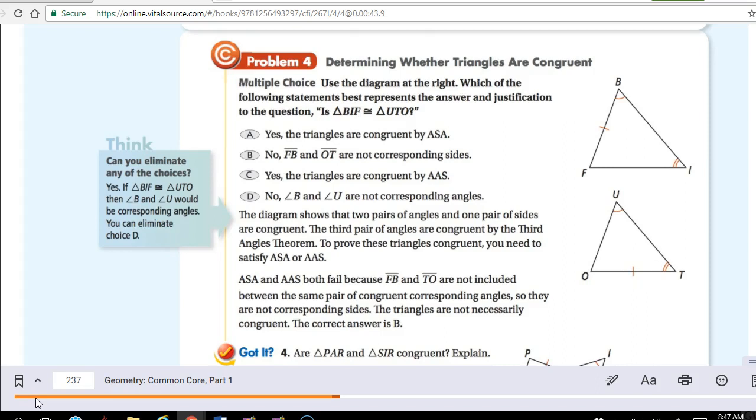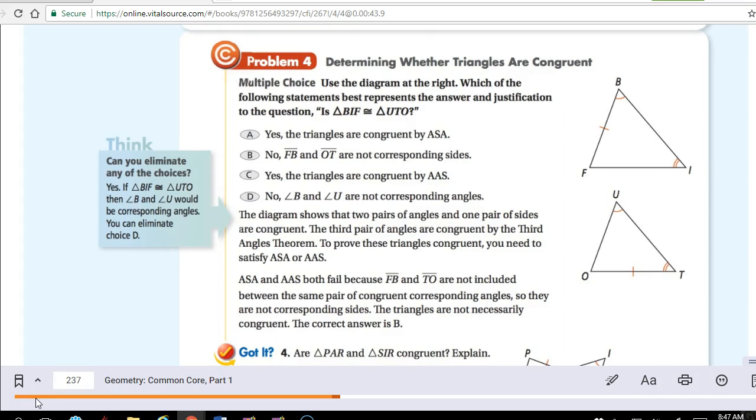However, the problem is that the FB and the TO, which are the two that are not included between the congruent angles, they are not corresponding sides. This side does not correspond with this side. These are not corresponding sides. If this had been marked, that would make more sense, but this and this are not corresponding sides. So because of that, the triangles are not necessarily congruent.